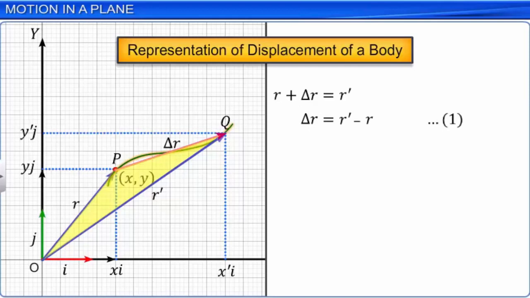We can write equation 1 in a component form as delta r is equal to x dash i plus y dash j minus xi plus yj, which is equal to x dash minus x, the whole i, plus y dash minus y, the whole j.